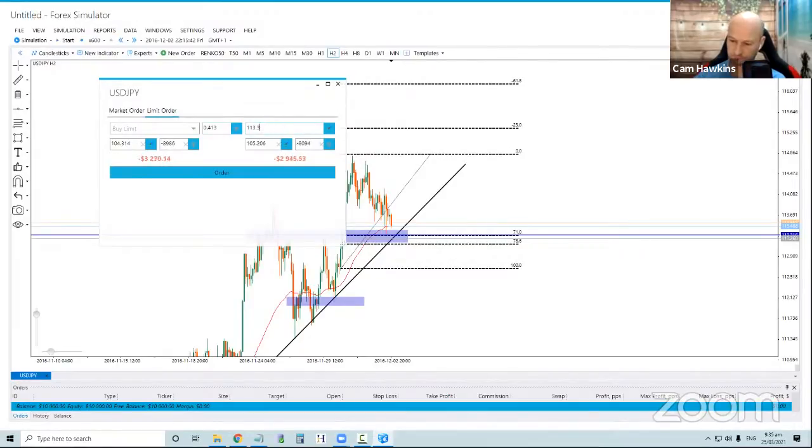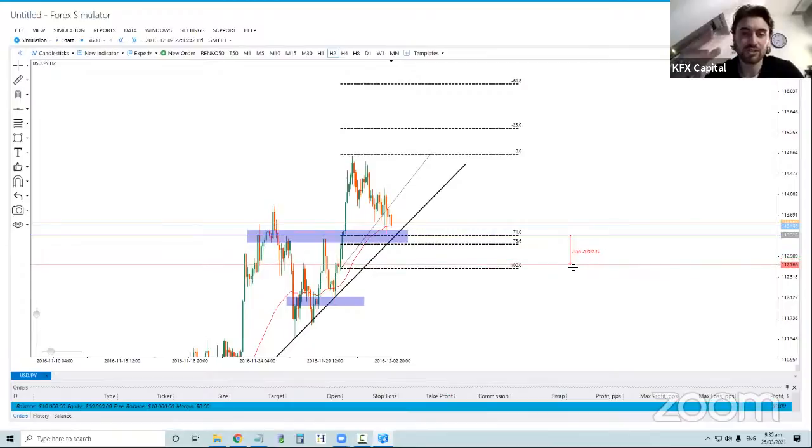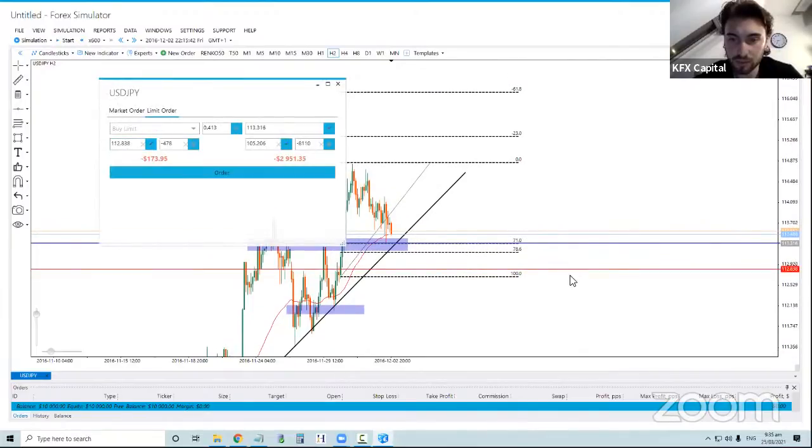113.316. Yeah, guys, I don't use buy limits or sell limits. I wait for the rejections. So like here you can see. Yeah, so the stop. So the stop would be, well, just drag it. Just move it up and down.